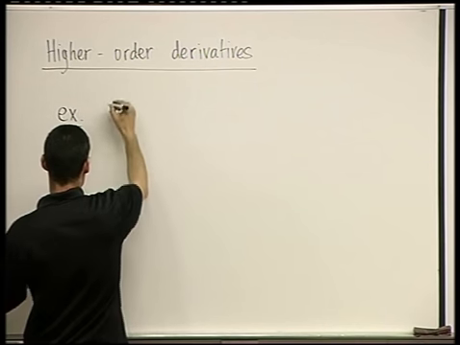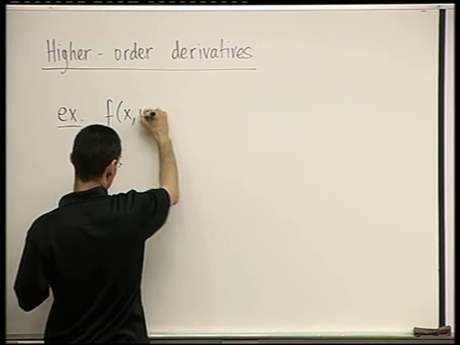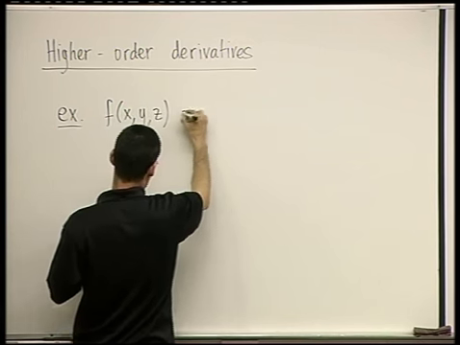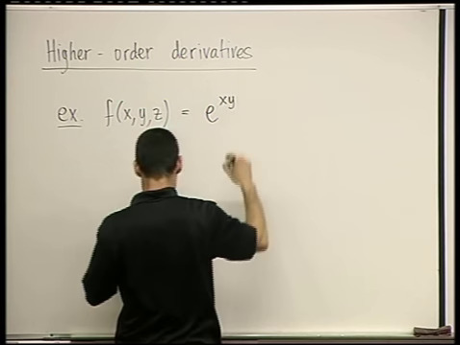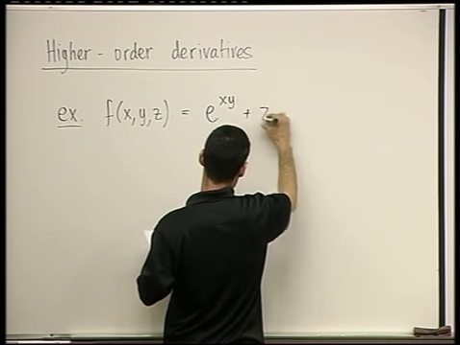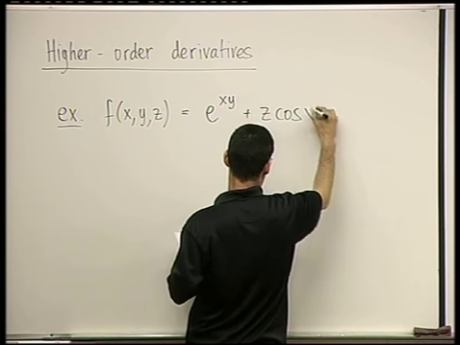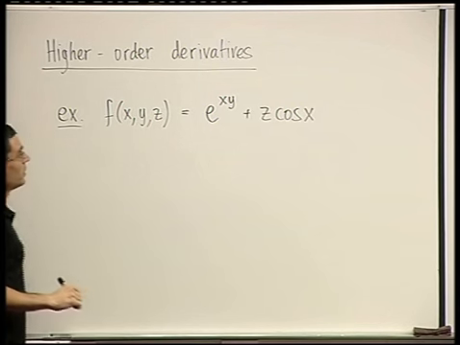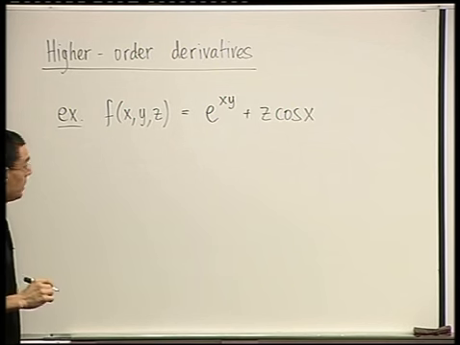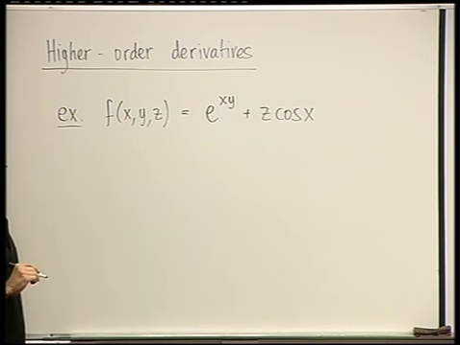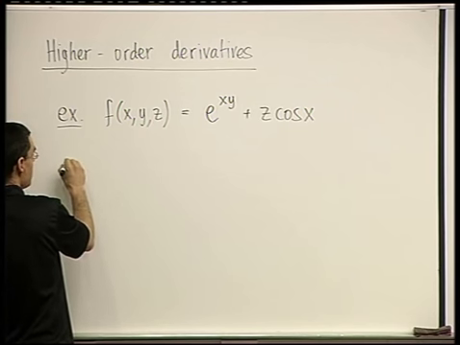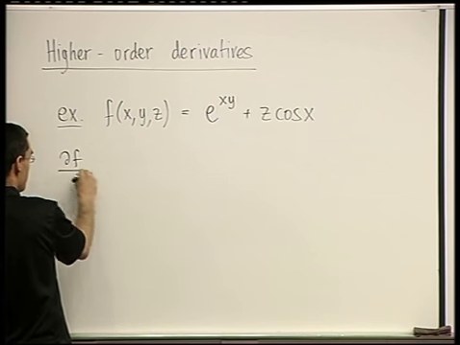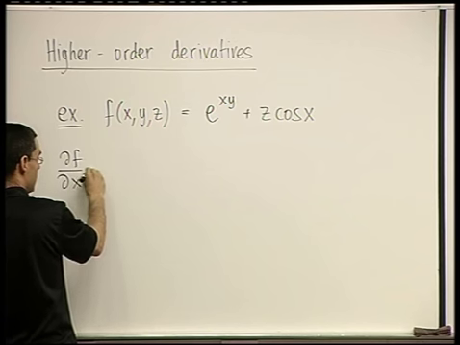So I'm going to look at the function. It's going to be a function of 3 variables, and it's given by e to the power xy plus z cosine of x. So this is a scalar function of 3 variables. And I want to start calculating partial derivatives. So what's the derivative of f with respect to x?